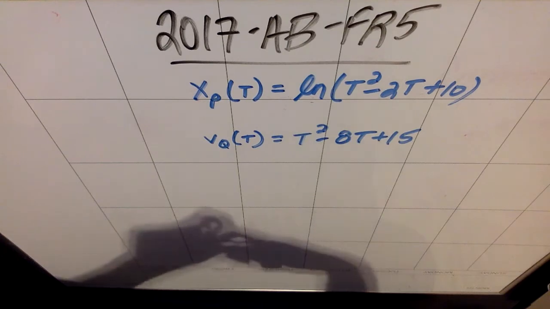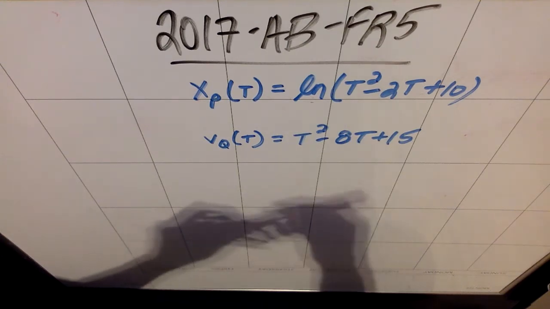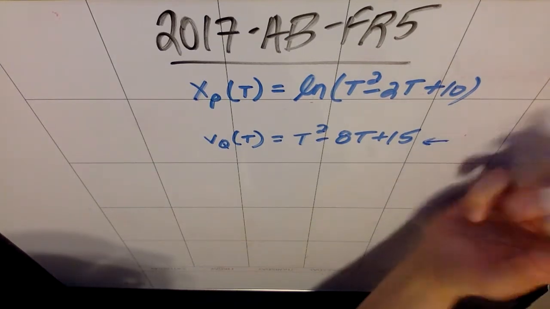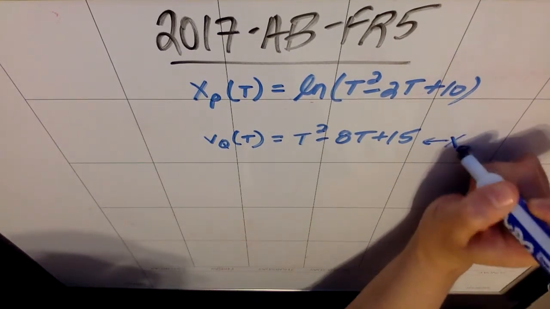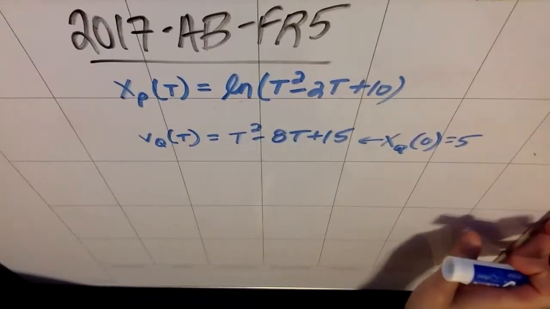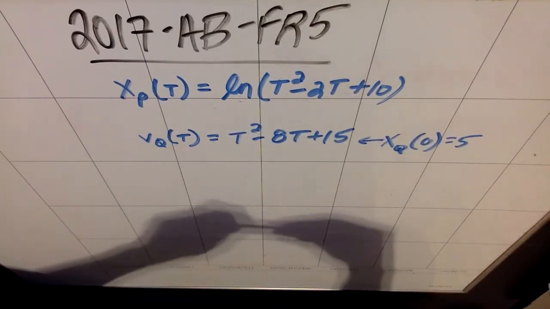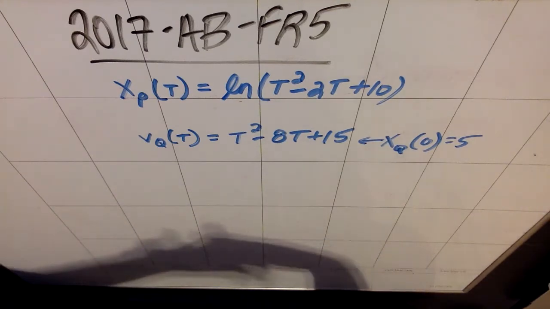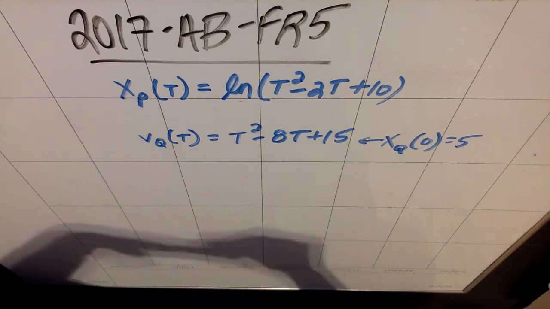Particle q is at position x equals 5 at time t equals 0. So it's worth noting that we'll say xq of 0 is 5, right? That's the other piece of information they gave us. Sorry, sliding that over for you. All right. Cool. So for part A, for the window from 0 to 8 inclusive, when is particle P moving left?